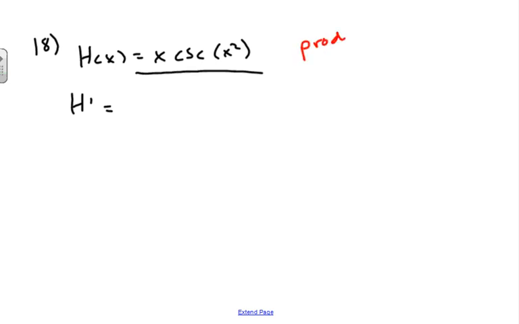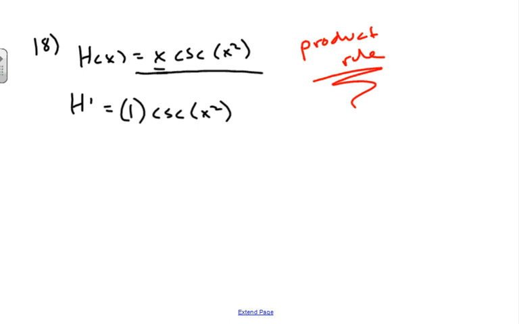We have h of x equals x times cosecant of x squared. Okay. H prime. This one we're going to have to use the product rule. All right, we're using the product rule. Now with the product rule, we're going to take the derivative of the first, which is x, so we have 1, times the second function, plus now the derivative of the second.